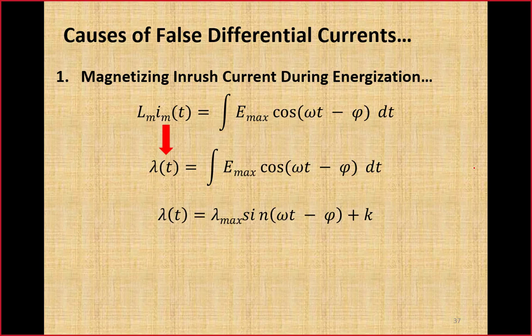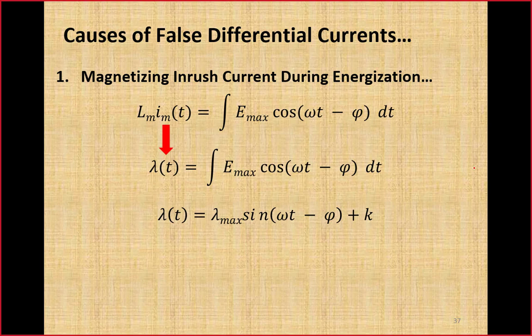Here is the solution. The flux linkage will become equal to lambda max sine(omega t minus phi) plus k, the constant of integration. Here lambda max, the maximum value of flux linkage, is equal to E max over omega. That is a constant quantity and a coefficient. It is actually the peak value of the quantity on the left side of this equation, which is flux linkage. That's why we have called it lambda max.